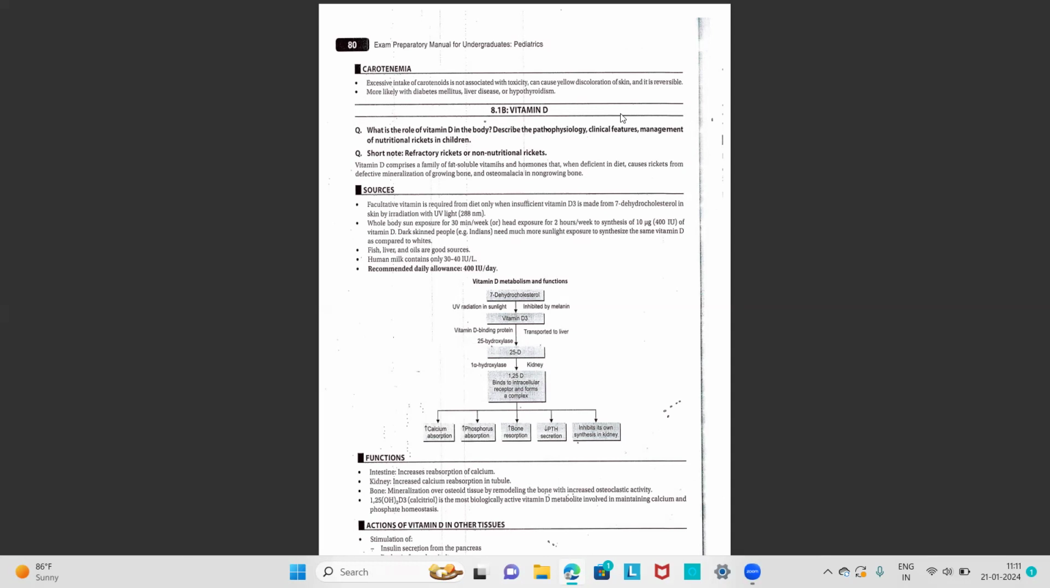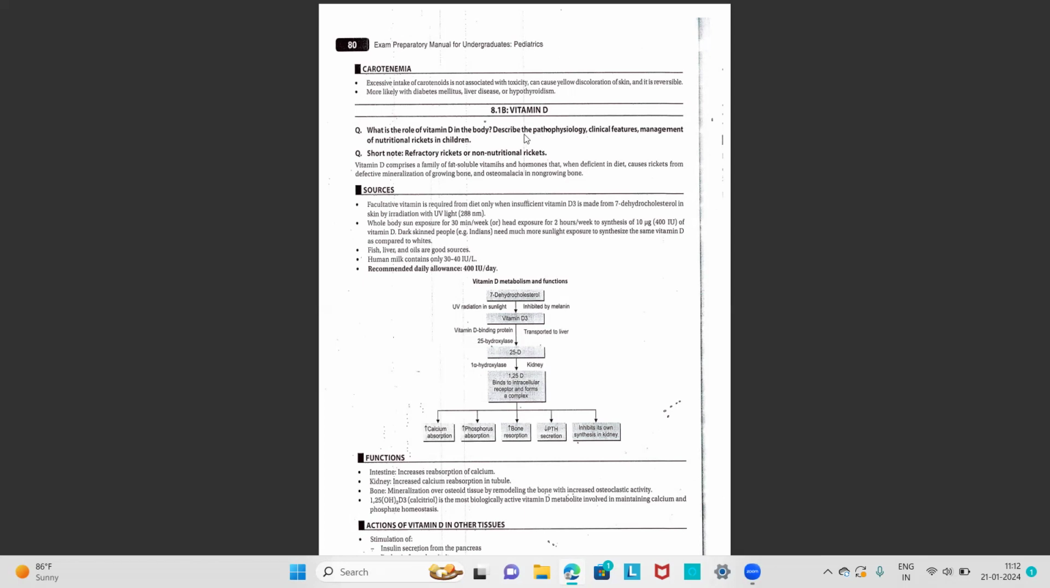Coming to vitamin D, the usual university questions are: what are the radiological features of nutritional rickets, draw and label; clinical and radiological findings in rickets; biochemical changes in rickets; clinical features of rickets in infancy; radiological response to vitamin D treatment in rickets; causes of delayed dentition; treatment of nutritional rickets; vitamin D resistant rickets; and non-nutritional rickets. These are the important questions usually asked in our university exam. So let's start our discussion.